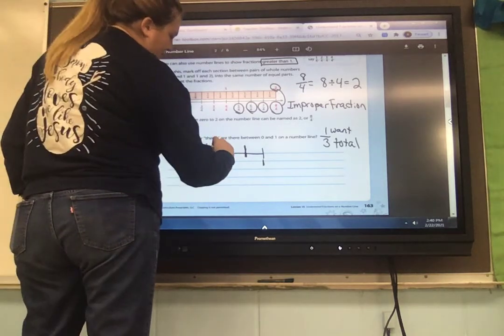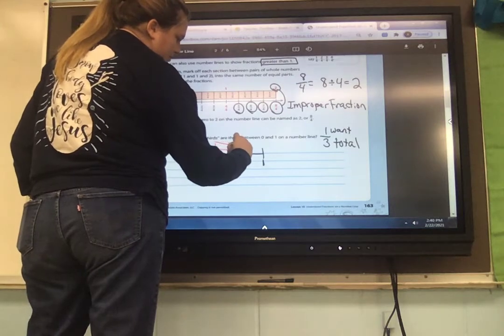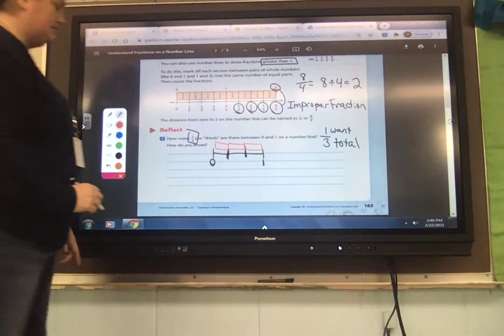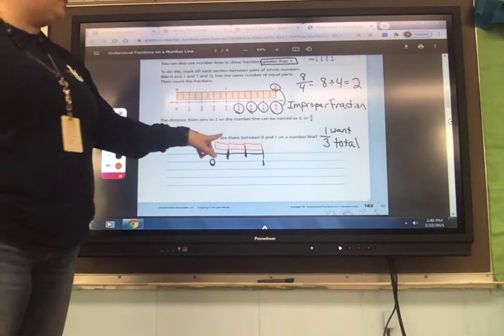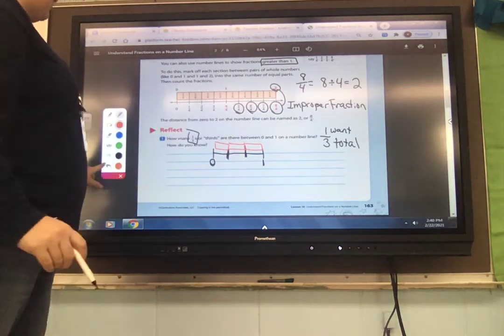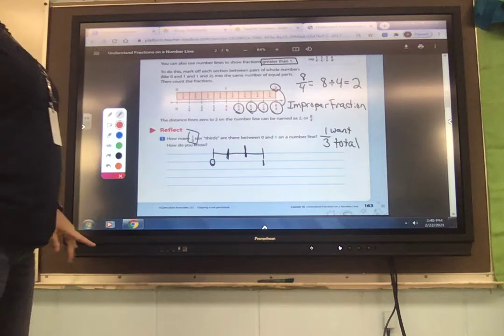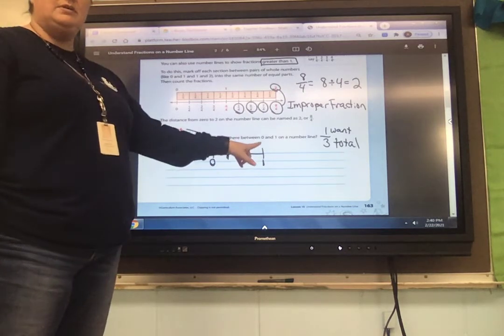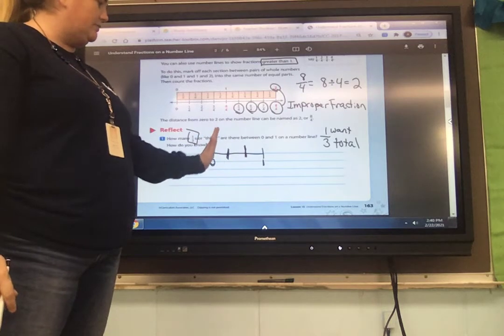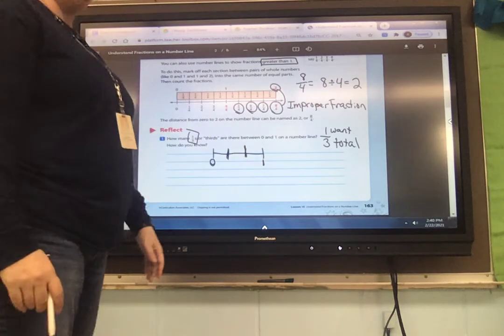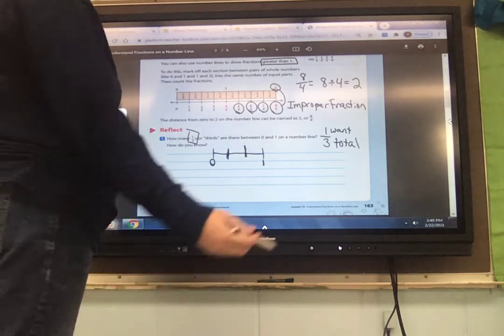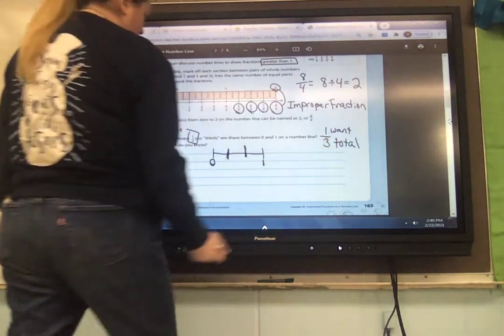We want to have 1, 2, 3 sections. I'm going to take those boxes off, but I wanted you to see that I'm counting those sections. So my number line is going to start at 0. It's going to have 3 equal sized sections, 1, 2, 3, and it stops at 1 because we do not have an improper fraction. I want one of those.